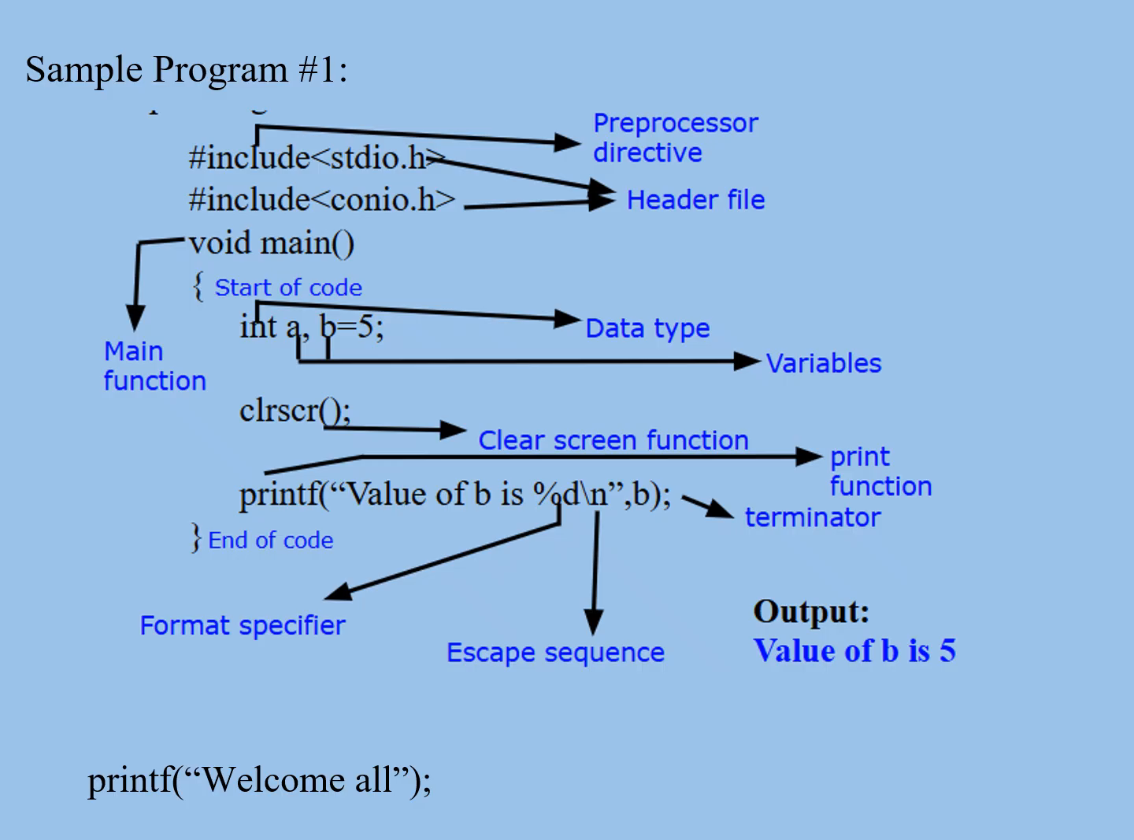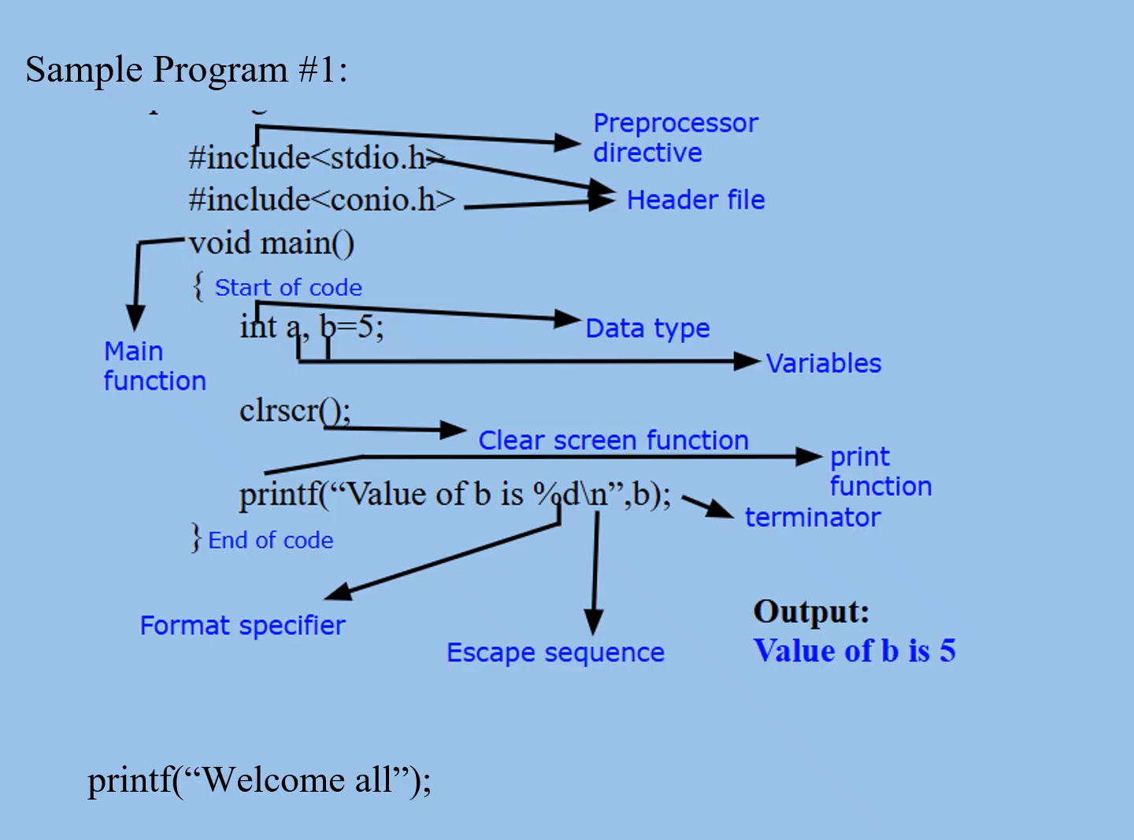As discussed earlier, we start with the preprocessor directive hash include statement. The header files included are stdio.h and conio.h. Next is the void main followed by the opening curly bracket which indicates start of the code. The program starts with the declarative statements. The first statement is int a comma b equal to 5. Let us try to understand the meaning of this statement. The word int stands for integer and is known as the data type.